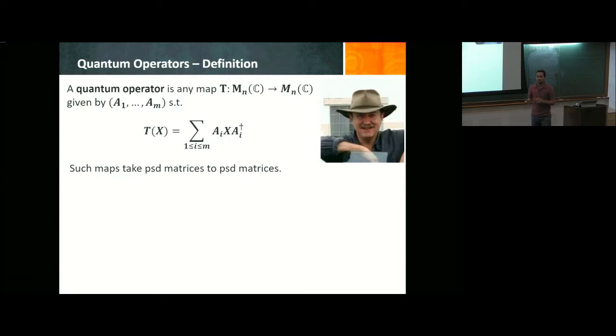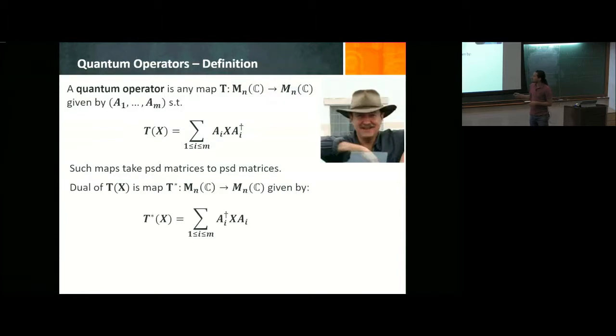The only thing I wanted to get out of this map is that it takes positive semi-definite matrices to positive semi-definite matrices. Now the dual of this map is essentially the map that you get by just flipping where the conjugate transpose is. It's the same dual in the Hilbert norm, so if you know what it is, you do, and if you don't, just take this definition.